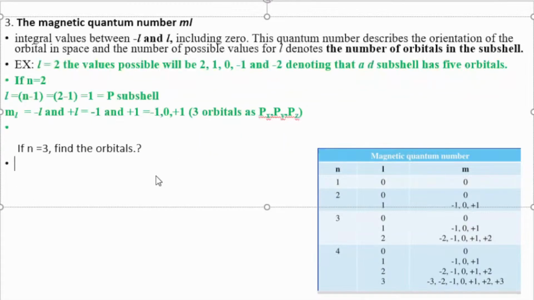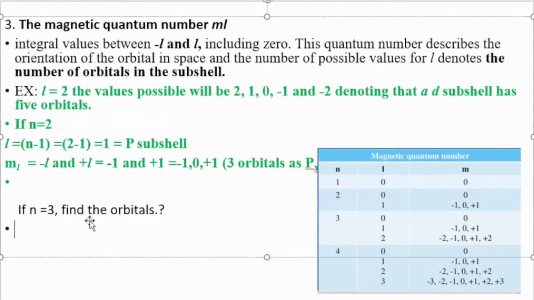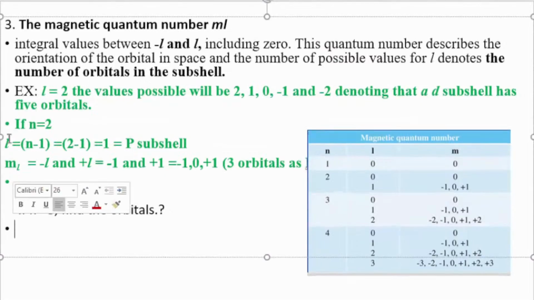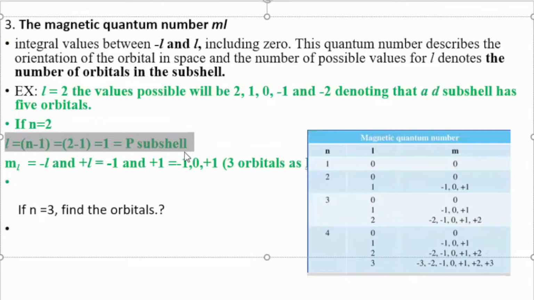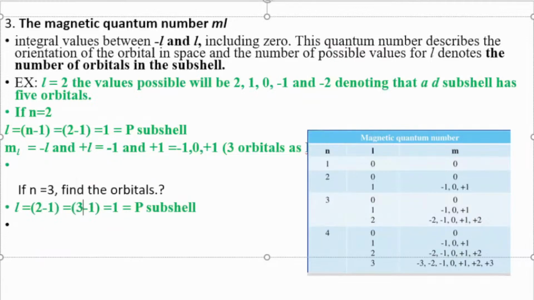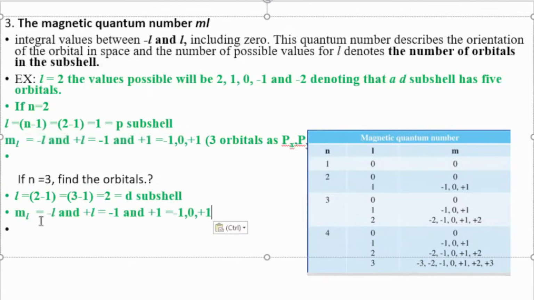Okay, if n is equal to 3, we can find L. Simple L is equal to n minus 1, 3 minus 1, that means 2. 2 means it is the simple D subshell. Then ML is minus 2 to plus 2.